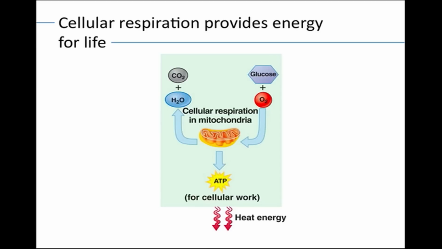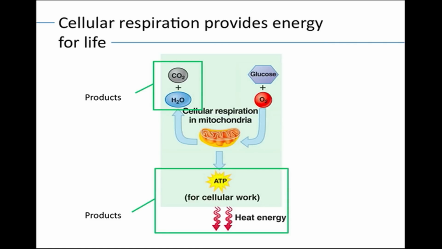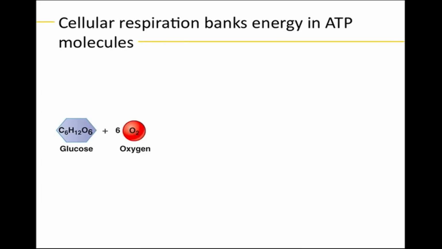In cellular respiration, oxygen is consumed as glucose is broken down to carbon dioxide and water, and the cell captures the energy, releasing ATP. Our starting components, glucose and oxygen, are consumed and used in the mitochondria, and our products are ATP, which is our chemical energy, and heat energy, as well as carbon dioxide and water. Generating ATP for cellular work is the fundamental function of cellular respiration.